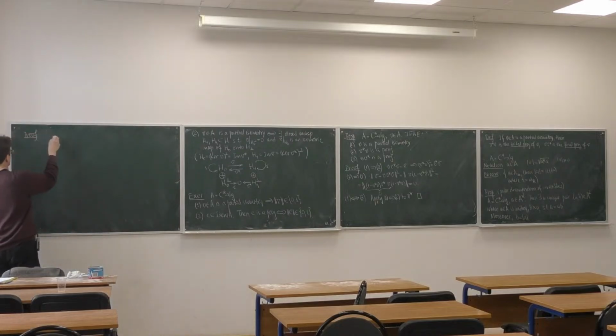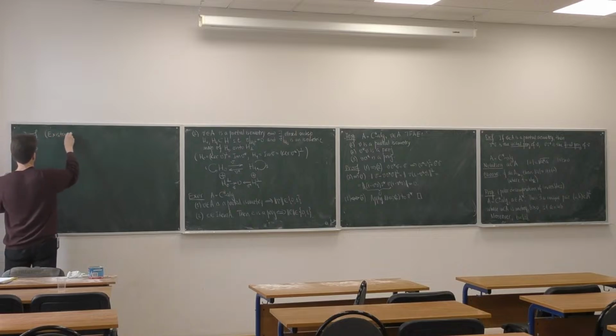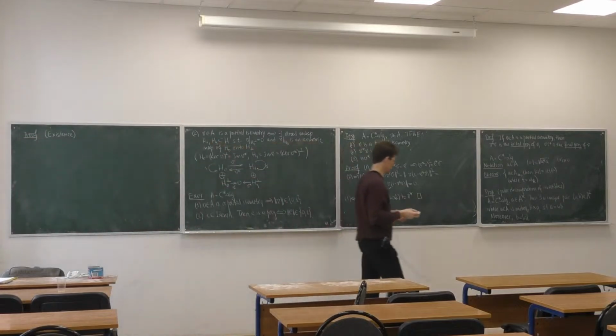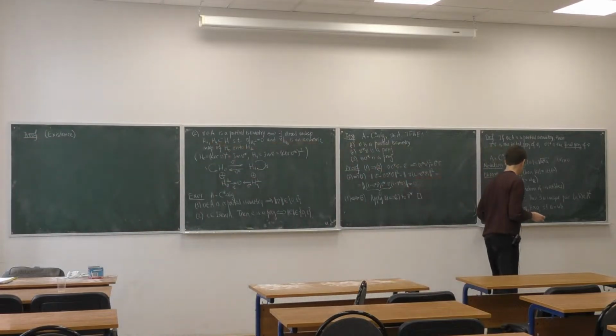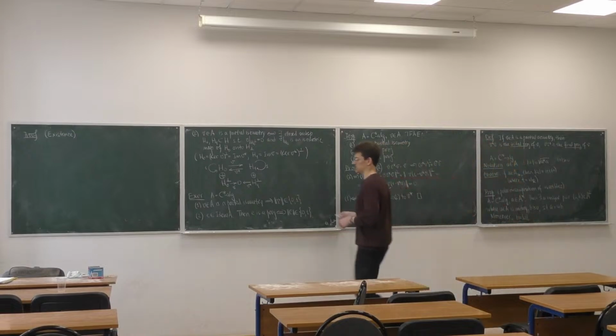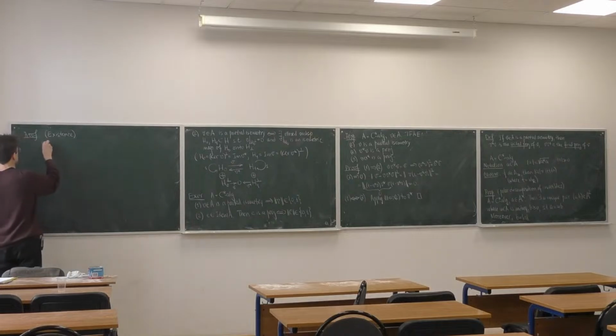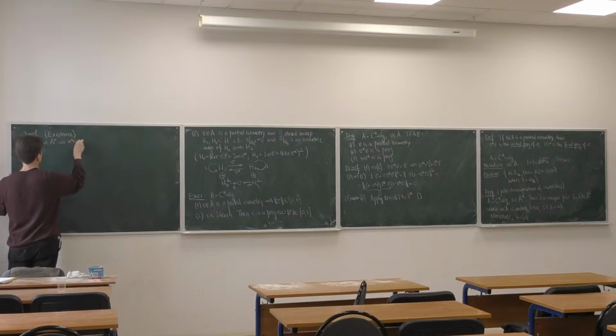Well, let's start by proving the existence result. The existence. So we already know what B is. B must be the modulus of A. And let's observe that since A is invertible, it follows that A star A is also invertible, because this is the product of two invertibles.